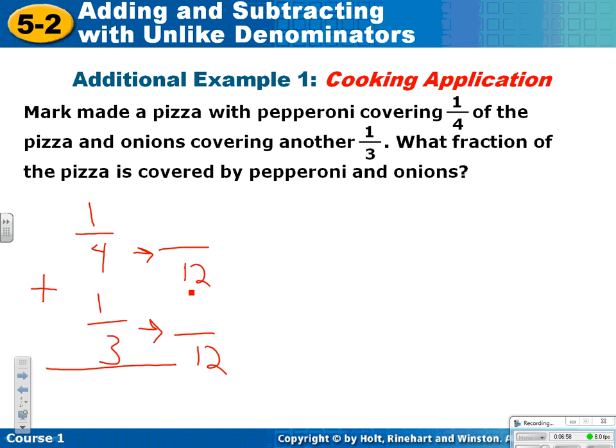What do I have to multiply 4 by to get 12? Times 3 here, times 3 here. We end up with a 3 here. What do we have to multiply 3 by to get 12? Times 4 here, times 4 here. We end up with 4 over 12.